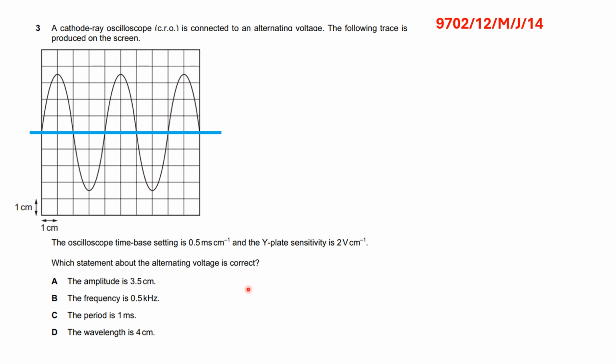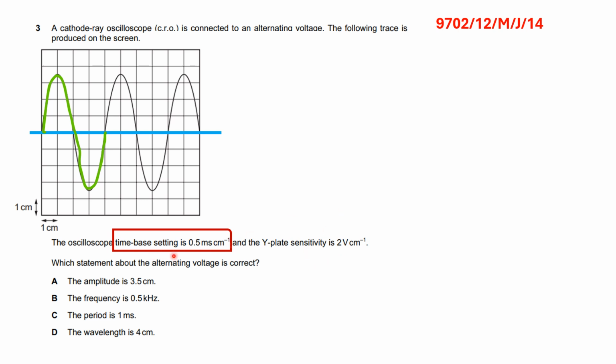Now let's take a look at option B. To find the frequency, you need to find the period first. To find the period, we need to identify one cycle. So let's make this a cycle and determine how many boxes or divisions are in this cycle. 1, 2, 3, 4. So 4 centimeters correspond to one cycle, and we want to find the period. It doesn't make sense that a period is 4 centimeters.